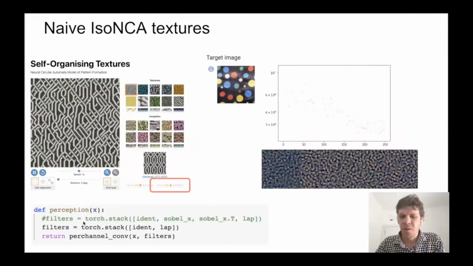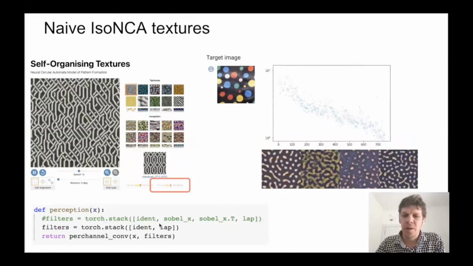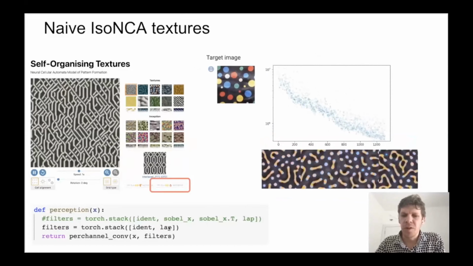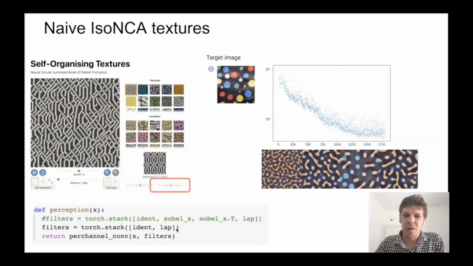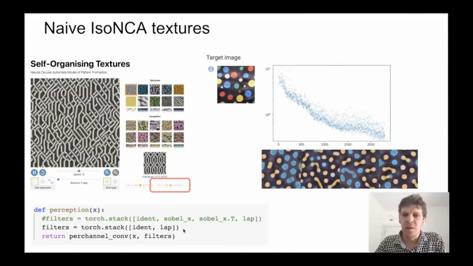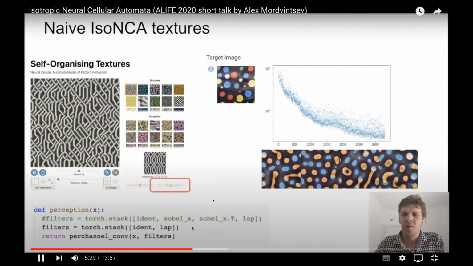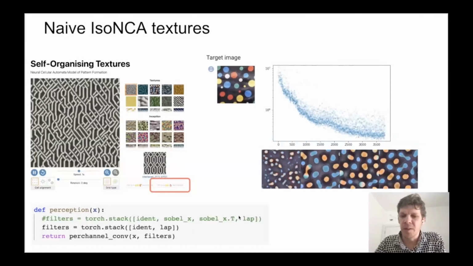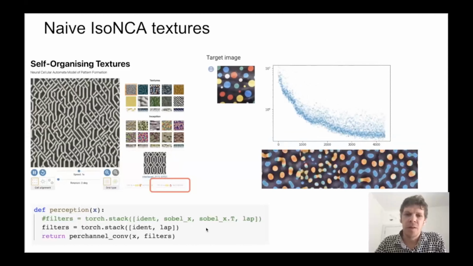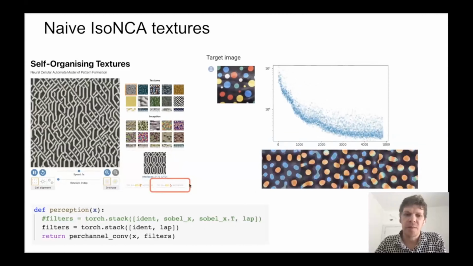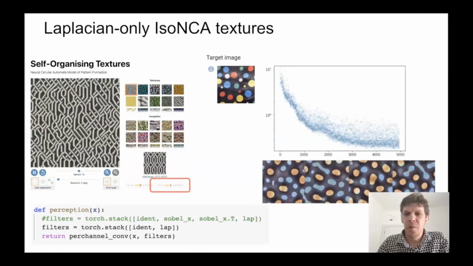The first attempt to make it isotropic differs only in the set of filters used for perception, and also I changed the sizes of the CA parameter matrices to accommodate a change of input size and also give it a little bit more parameters to compensate for missing filters. And here is a video of training dynamics. The model was able to reproduce the characteristics of this pattern, but the quality of color reproduction is worse.